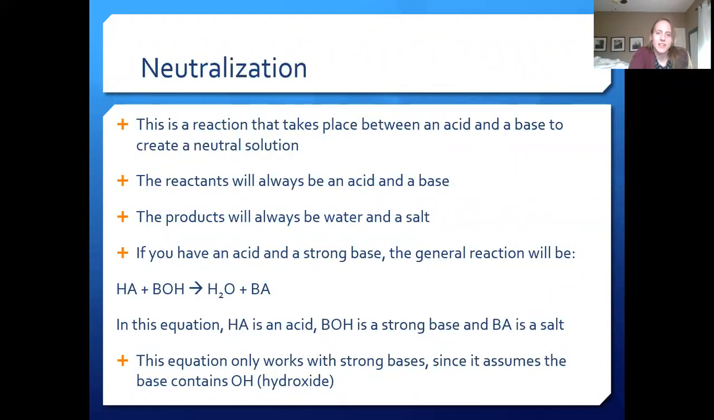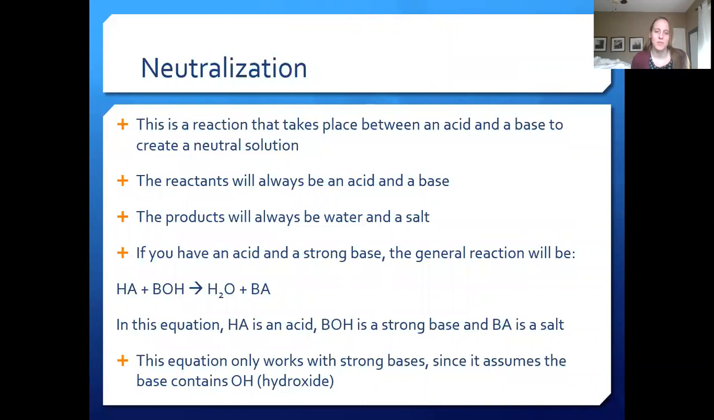Okay, the neutralization, we talked about that quite a bit in the acids and bases chapter. Again, neutralization always occurs between an acid and a base. The products will always be water and some type of salt. In order to figure out what the salt is, you just remove the H's from the acid and the OH's from the base, and then squish them together, metal, non-metal, recross your charges.